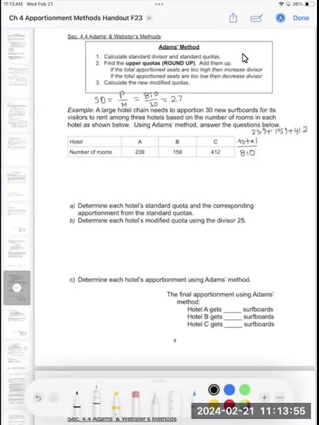So I just take each number here, 239, and I divide by 27. And this is a standard quota.